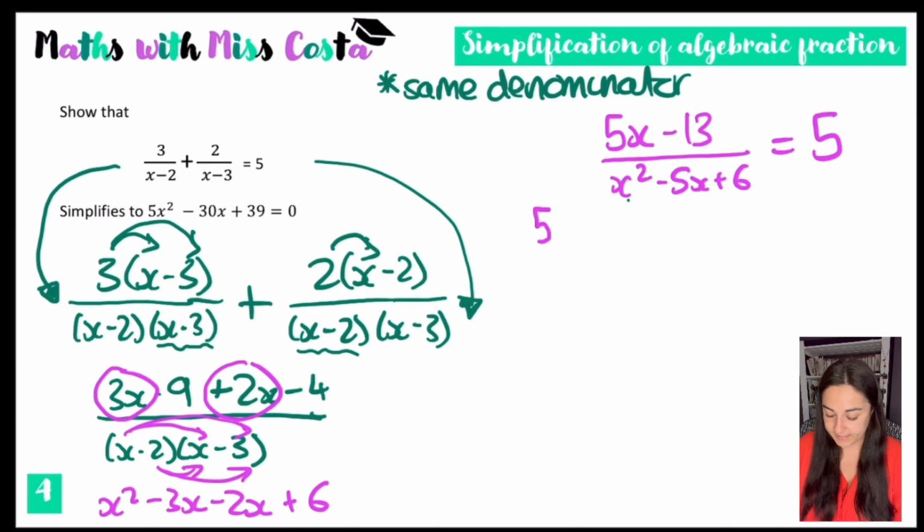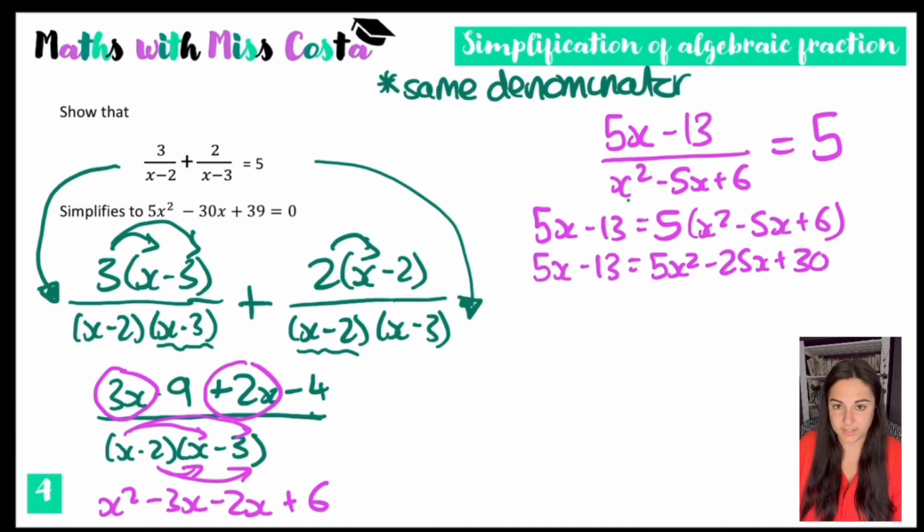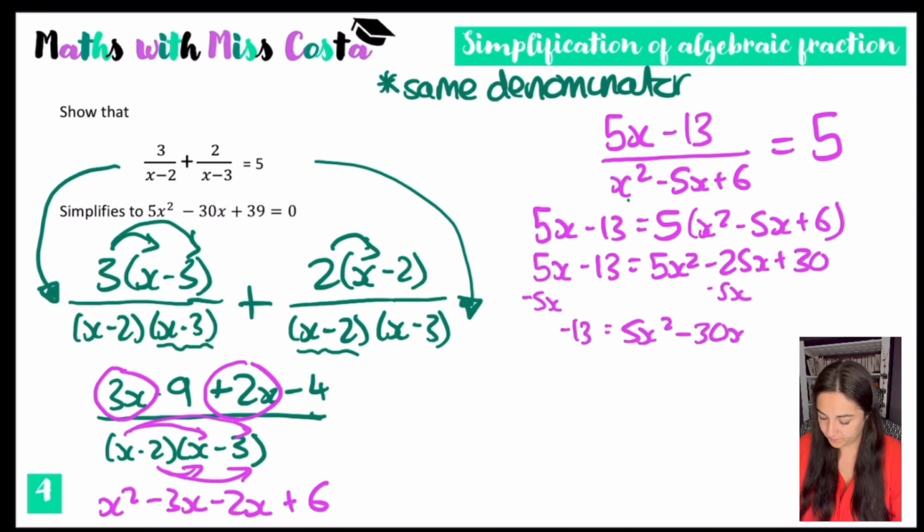So we'd be left with 5x take 13 equals 5x squared take 5x plus 6. If we expanded that, that would give me 5x take 13 equals 5x squared take 25x plus 30. And then all I need to do is just rearrange it slightly. So let's take 5x from both sides. That would give me negative 13 equals 5x squared take 30x plus 30, and let's add 13. So we're left with 5x squared take 30x plus 43 equals 0.